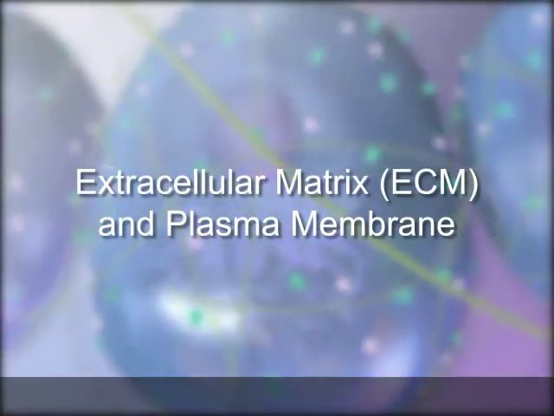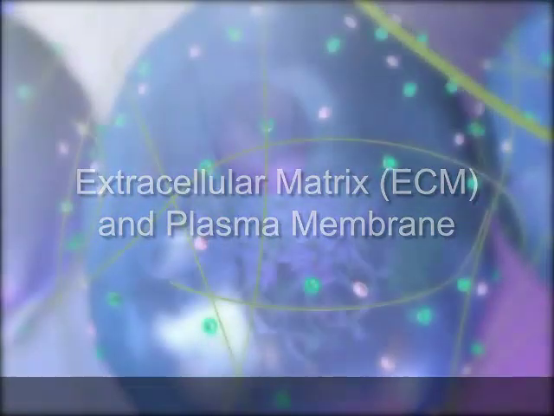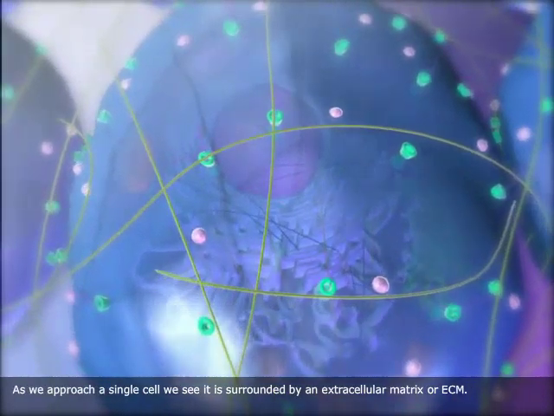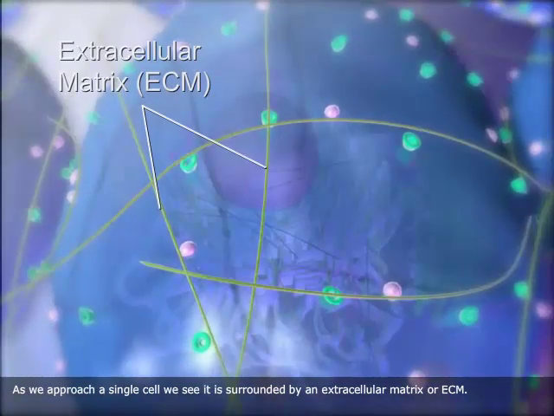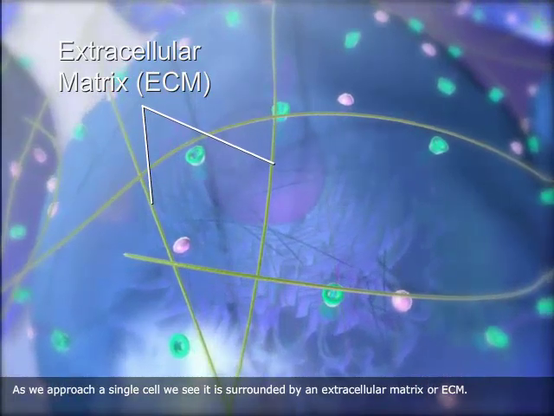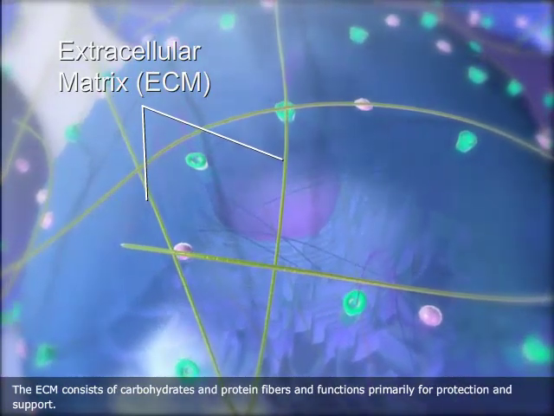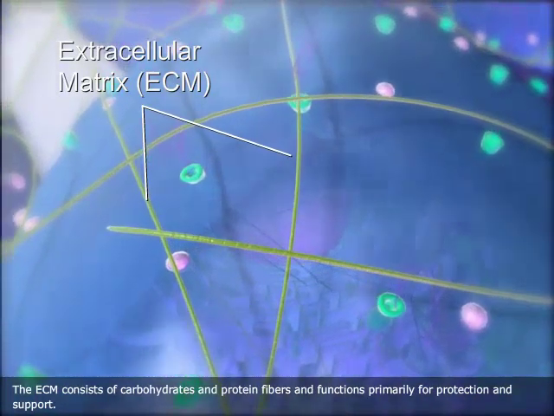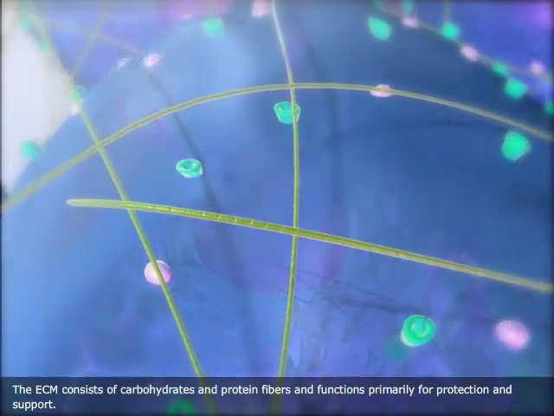Extracellular matrix, or ECM. As we approach a single cell, we see it is surrounded by an extracellular matrix, or ECM. The ECM consists of carbohydrates and protein fibers, and functions primarily for protection and support.